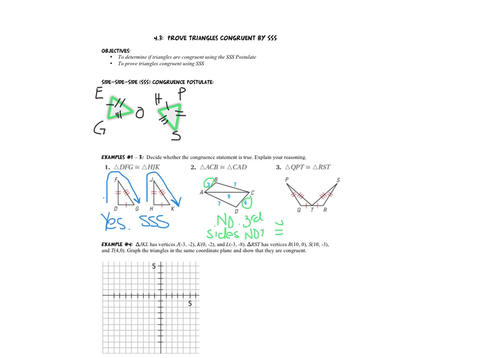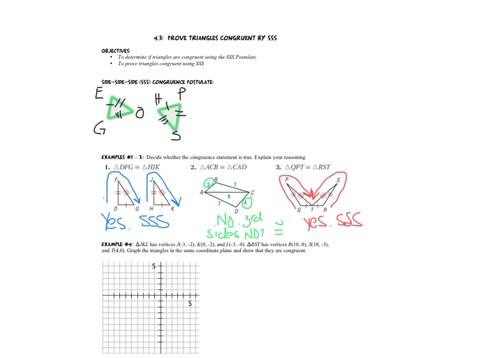Okay, and this last one, just by glancing at it, appears that all 3 sides are congruent. Let's see if the congruency statement is in the correct order. So Q to P to T is the way the first one is labeled, so double to triple. This one, R to S to T, double to triple, so yes, and the reason is side, side, side, SSS.